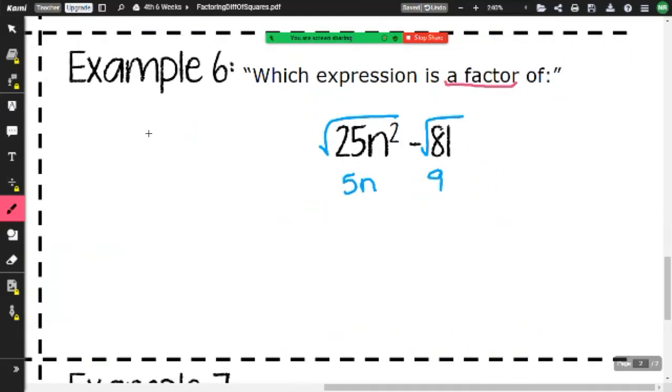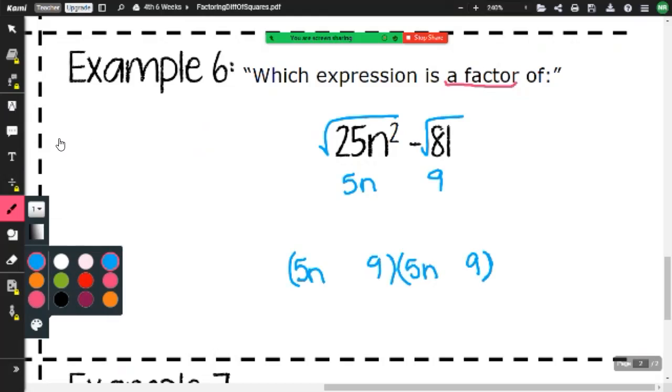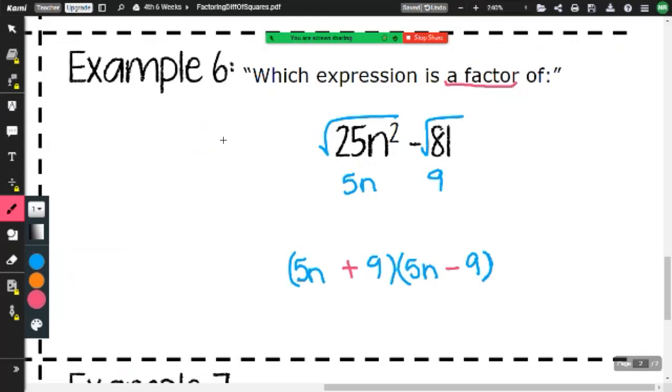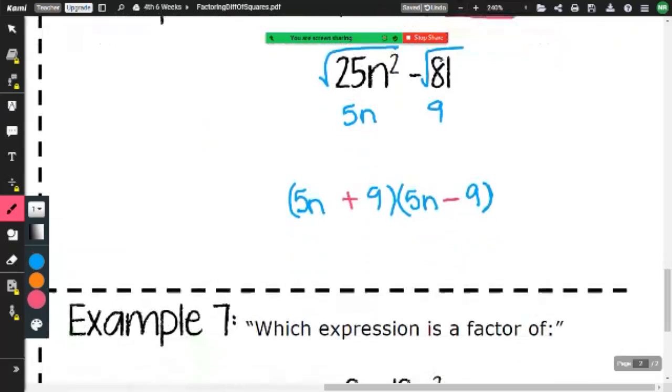Once you're done taking the square root of both, you put it into your parentheses and create two binomials. Now what's going to be in the front and in the back? And what do you put in the middle? Plus minus, plus minus. Hopefully those that are actually perfect squares are simple enough.